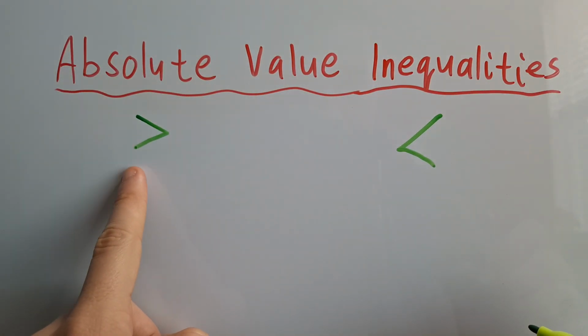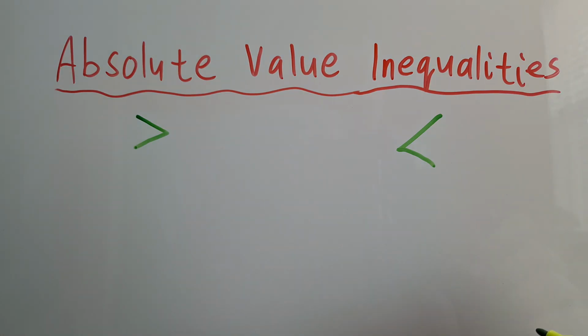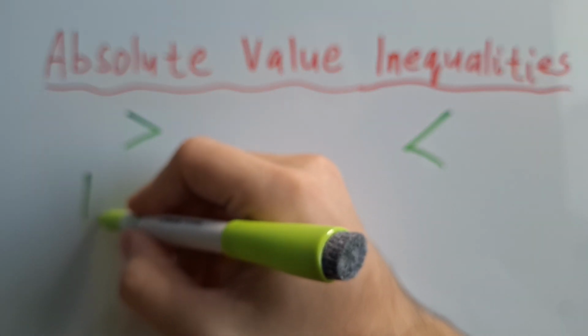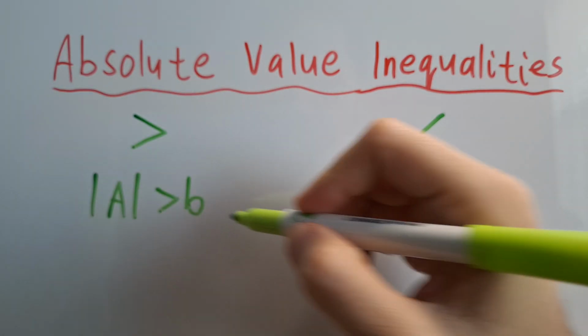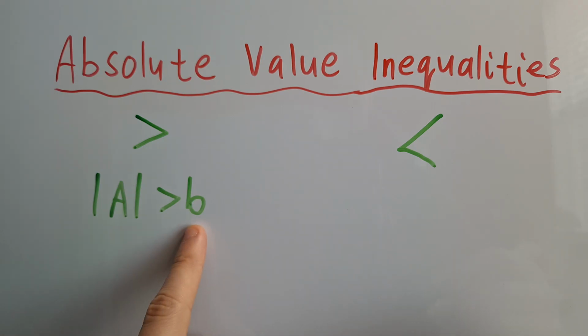We'll look at the greater than option first, and then we'll look at the less than, because there's two different instances. So going back to this notation, remember that capital A is going to be some variable expression. It's going to be a combination of terms separated by addition or subtraction. B here is going to be any number that is positive, because remember, we can't have anything negative over here.